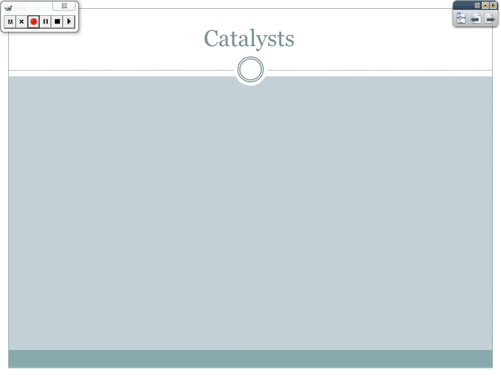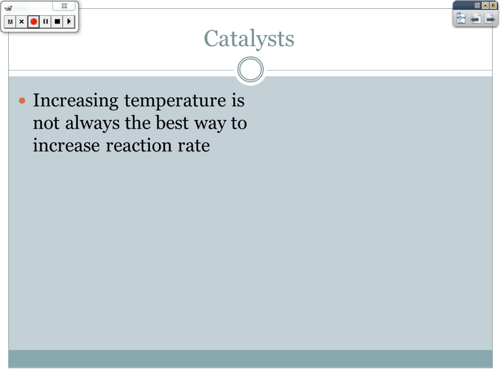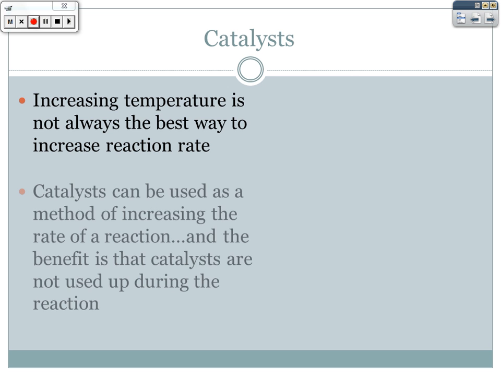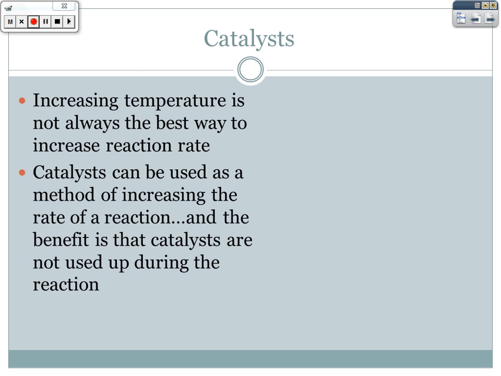All right, catalysts. Increasing the temperature is not always the best way to increase reaction rate. Sometimes it's better to use a catalyst. Catalysts are used as a method of increasing the rate of a reaction, and it's beneficial because the whole point of them is that they are not used up during the reaction.